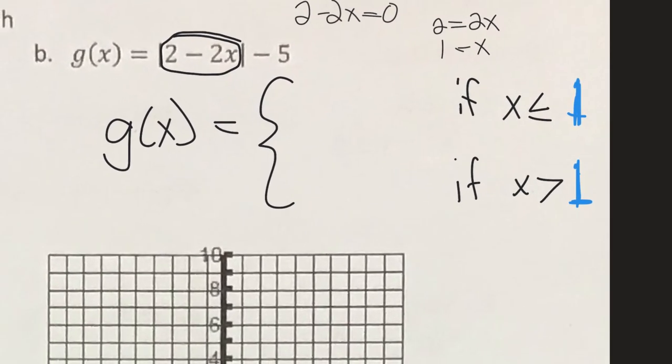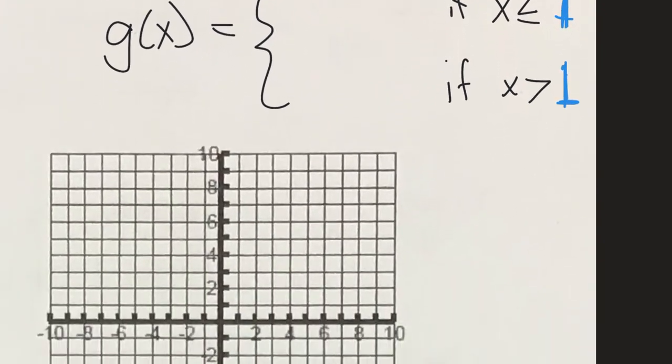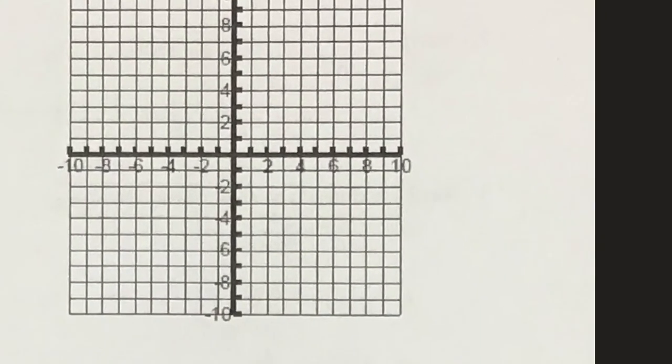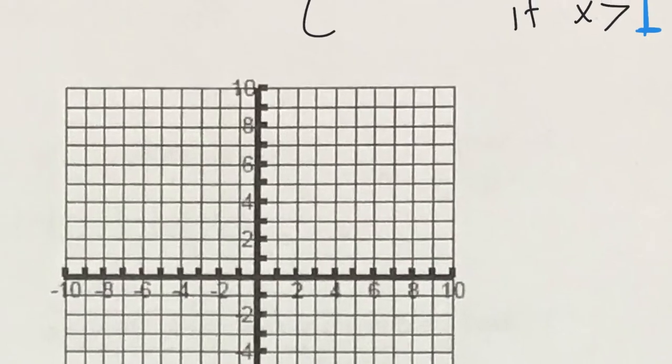You always solve just your absolute value. The 5 moves our graph down 5 units. So what used to be a 1 comma 0 intercept is now a 1 comma negative 5 vertex. We move our graph down 5 units. So there's your vertex for it.